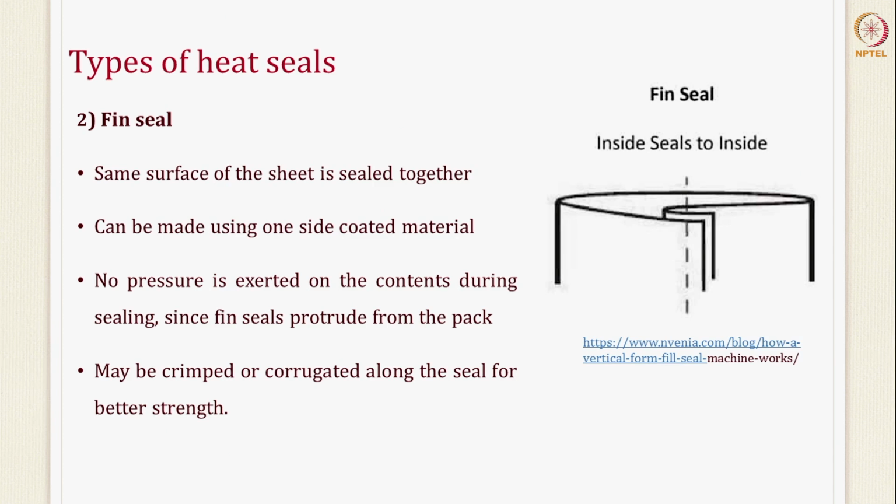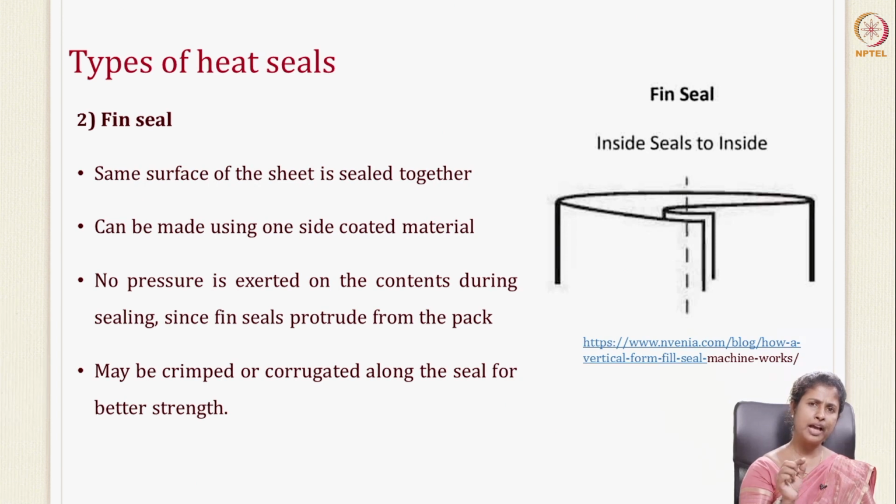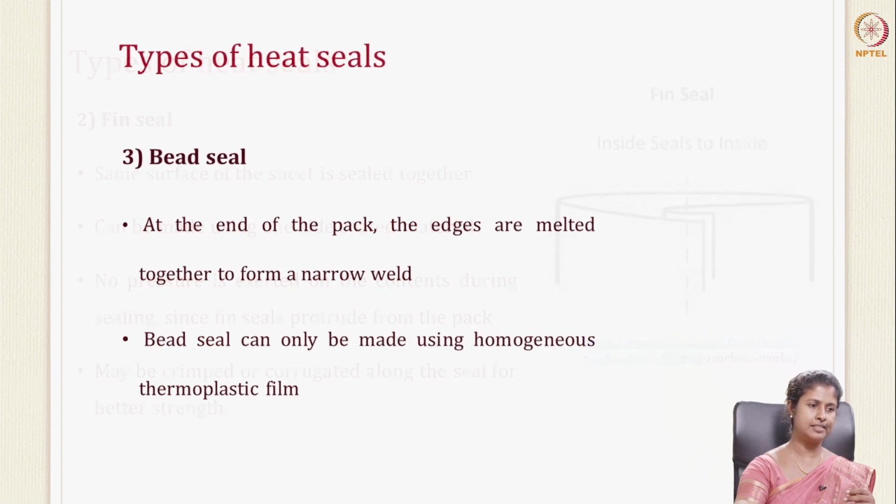The second type of seal is the fin seal that you see in most of the biscuit packages. Here the two ends come together and join, but you have an overlap which is not sticking to the body. It may be crimped or corrugated along the seal for better strength. You must have seen the corrugations that you have on the fin seal, and that gives you better strength. So when you open, you usually touch the fin seal to open your packages. You should ensure that there are no leakages in these fin seals also.